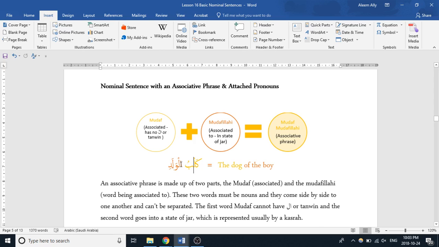The sign of a word that is the thing being associated to is that it goes into a state of jar, which is usually represented by a kasra. So if you want to look out for a mudaf ilayh phrase, all you have to look out for is: are there two nouns? Does the first noun not have alif lam? Does it not have tanween? And is the second noun in a state of jar, which is usually represented by a kasra? If that's the case, drop an "of" in between. You're dealing with an association.